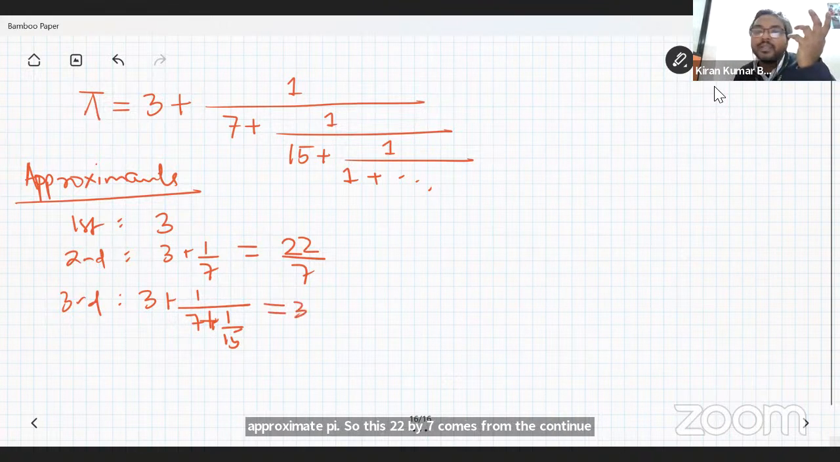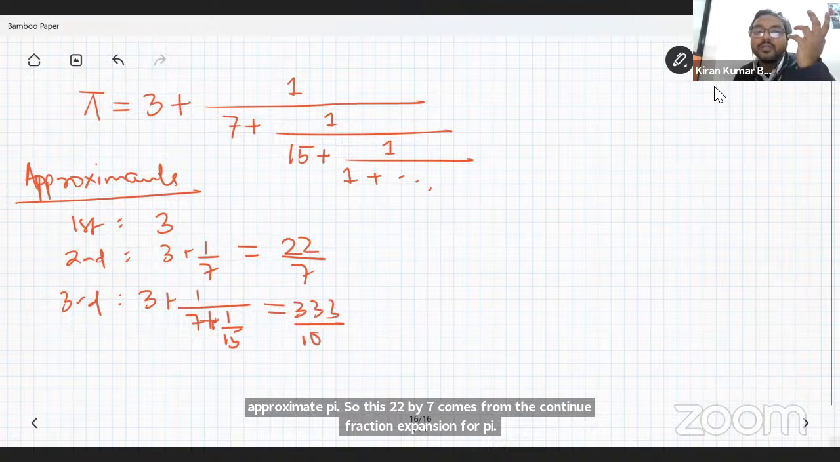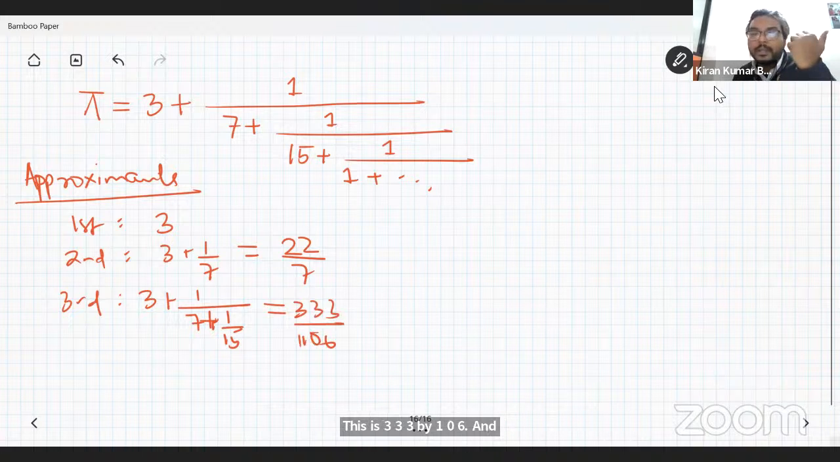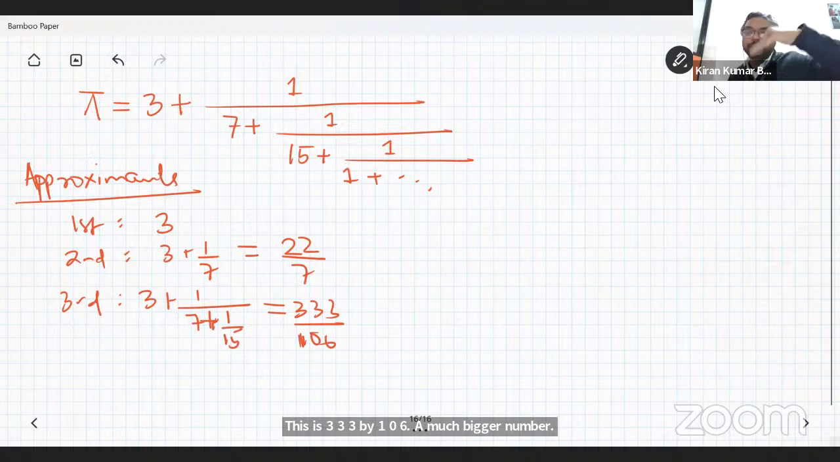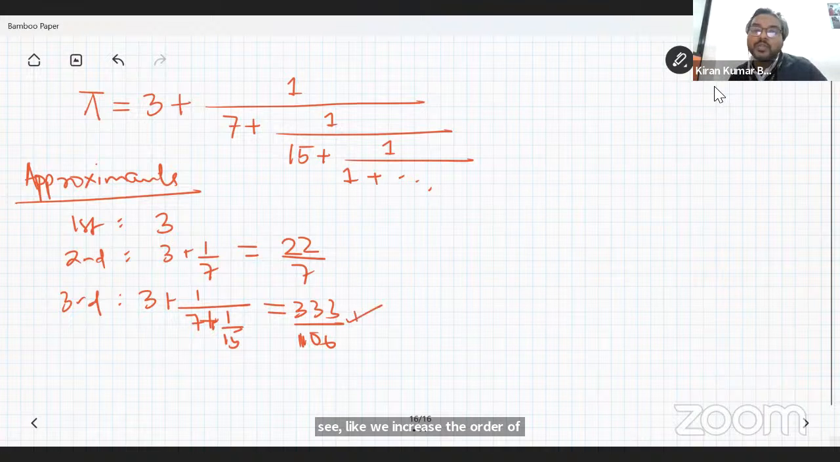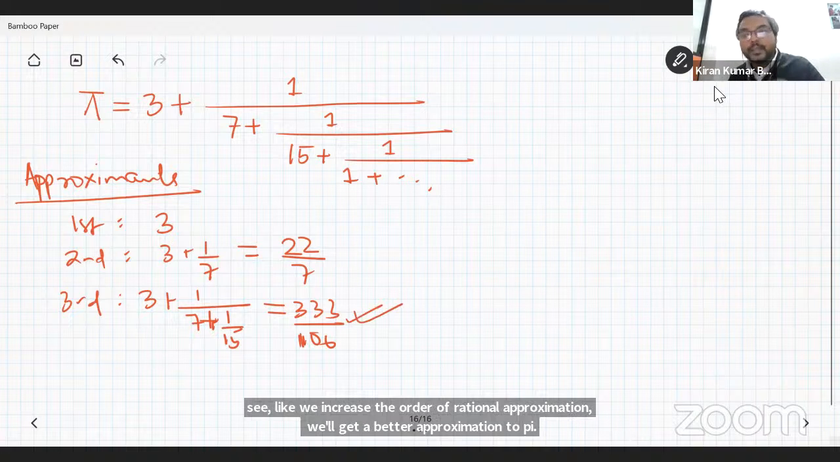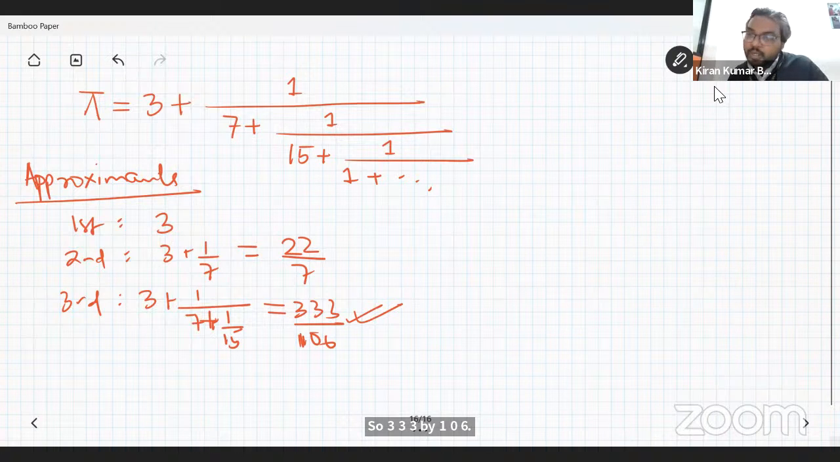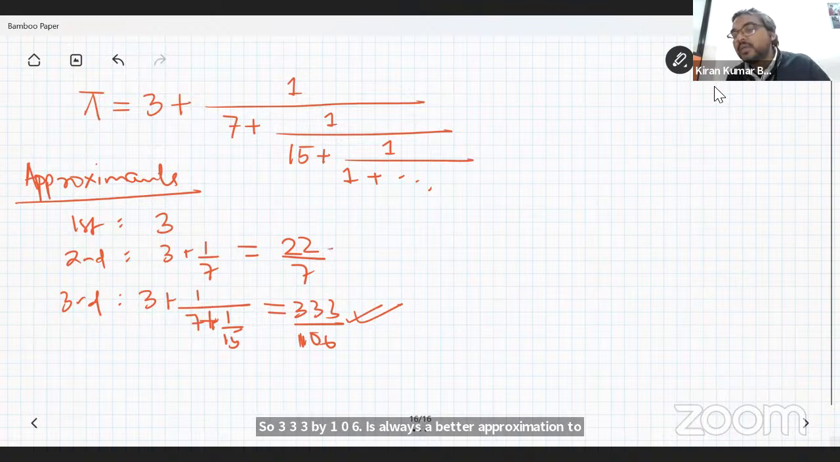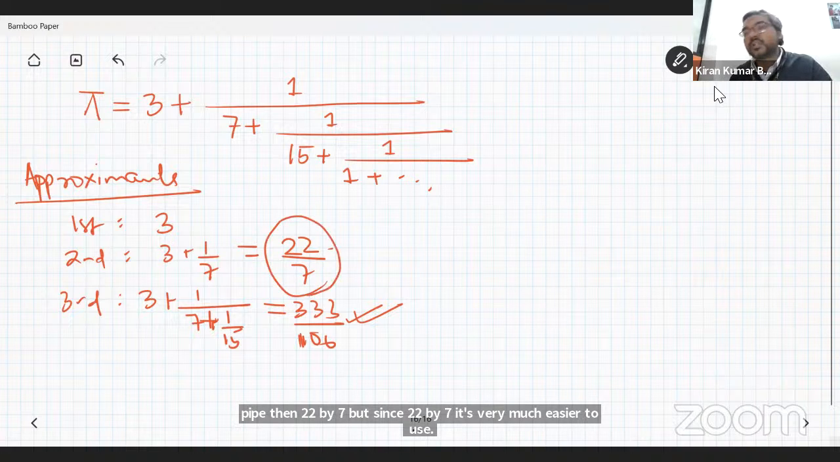This is 333 by 106, a much bigger number. So as we increase the order of rational approximation, we'll get a better approximation to pi. So 333 by 106 is always a better approximation to pi than 22 by 7. But since 22 by 7 is much easier to use, we approximate pi by this rational number.